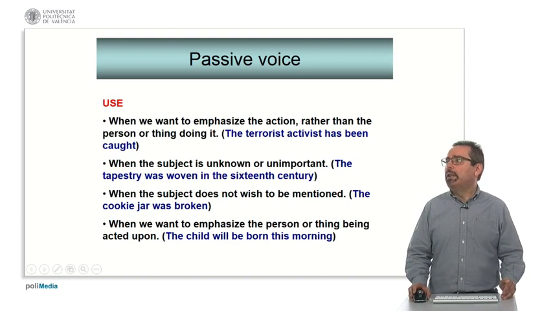The third use is when the subject does not wish to be mentioned for any reason. For example, the cookie jar was broken. It was not relevant to include the person who carried out the action. And we also use the passive voice when we want to emphasize the person or thing being acted upon. This is another way of focusing on the action, but from the point of view of the person. For example, the child will be born this morning.